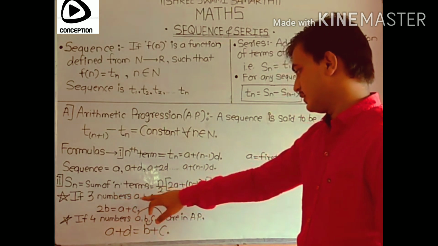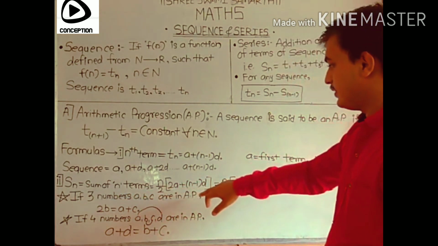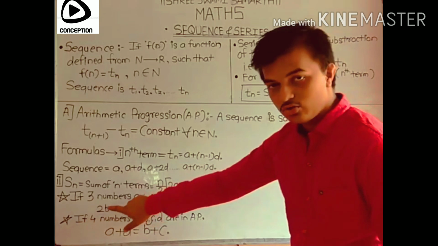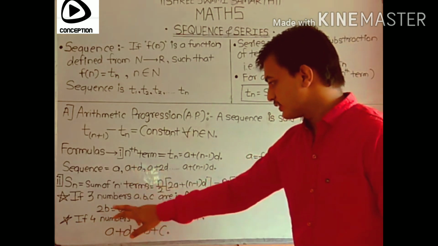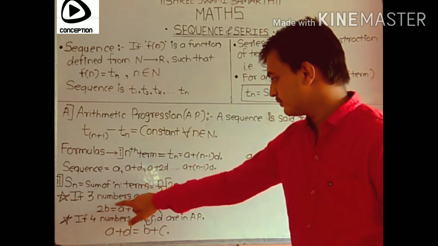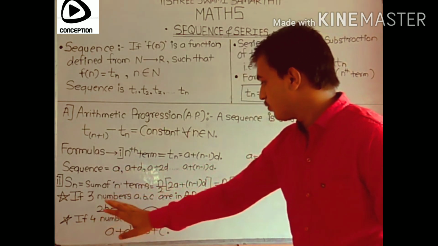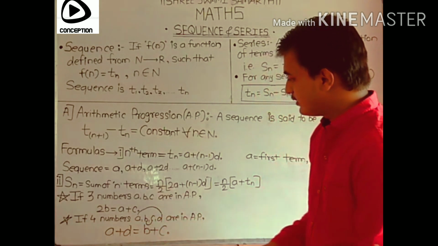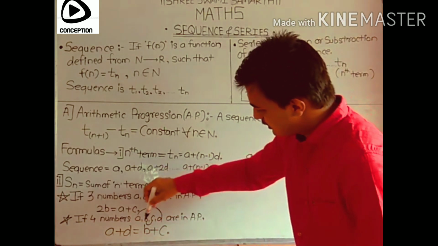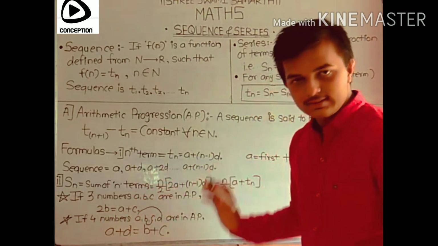If three numbers A, B, C are in AP, the condition will be 2B is equal to A plus C. Similarly, if four numbers A, B, C, D are in AP, then A plus D is equal to B plus C. This is the condition.